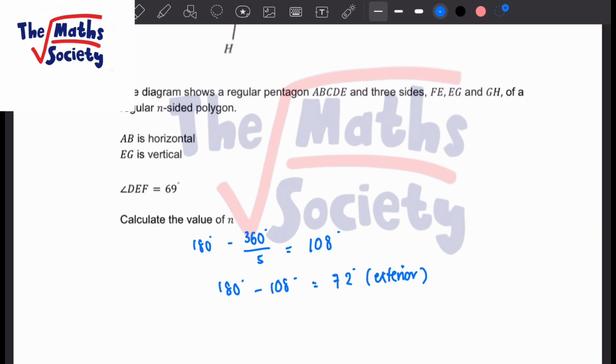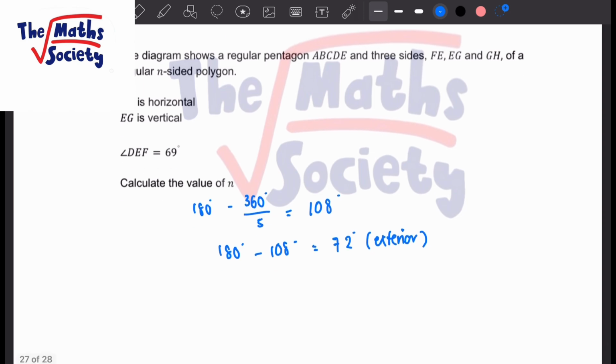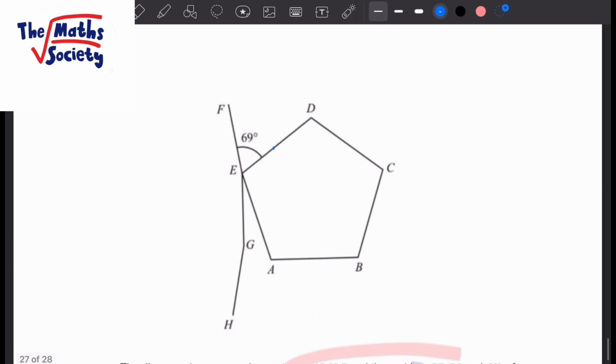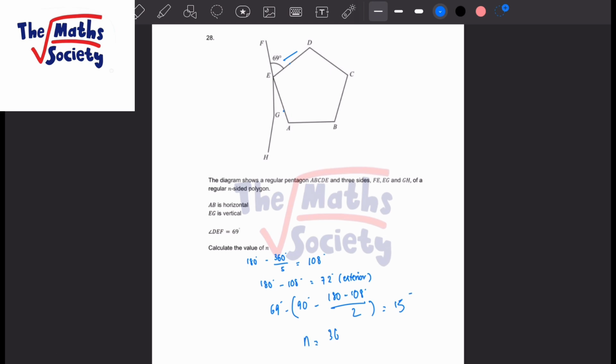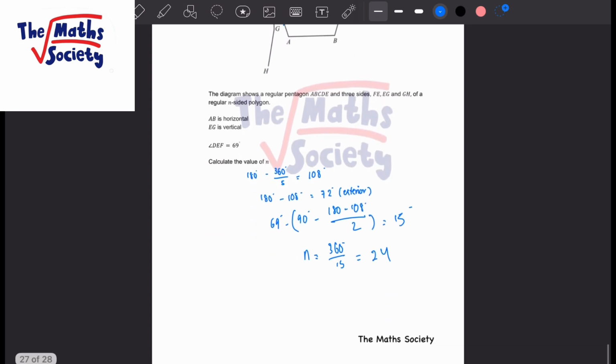So after knowing the exterior angle, we can try to find the value of n. Looking at this, we have 69 here, and 72 is the exterior, right? Which means we can use 69 degrees minus 90 degrees minus (180 minus 108) divided by 2. That's going to equal 15 degrees, which means n, if you want to know, is 360 degrees divided by 15, that's going to be 24 sides. So that's just going to be 24 sides here.